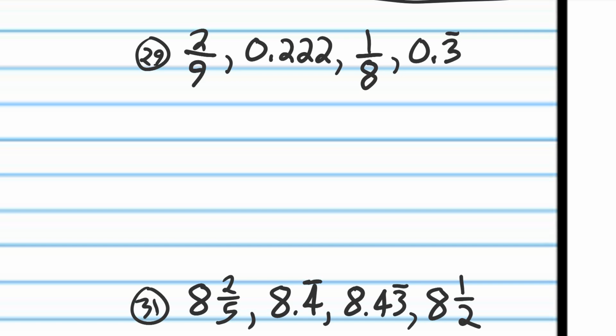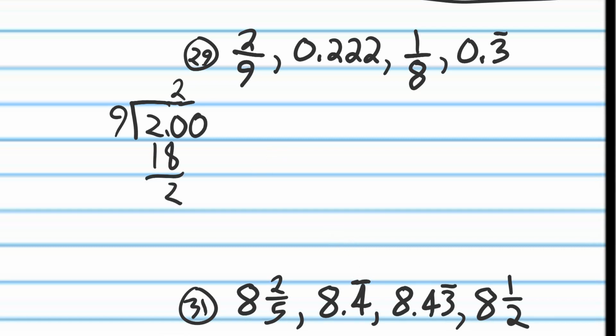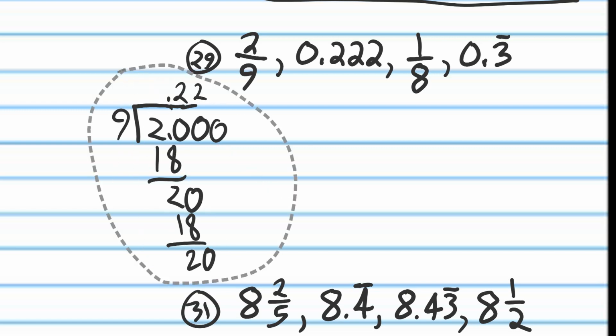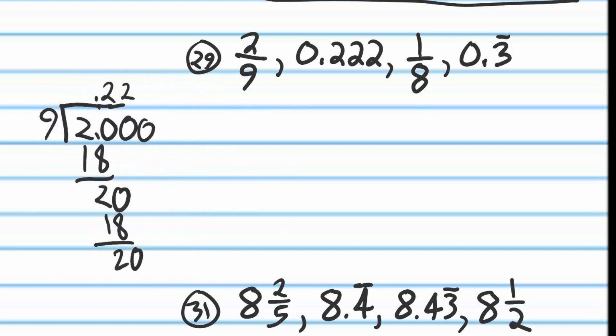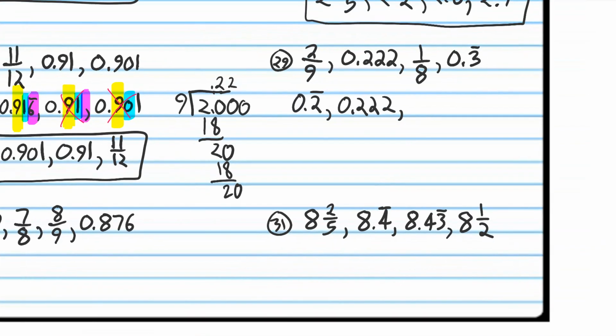All right, we're back. So 2 divided by 9, we use the long division algorithm to convert it to a decimal. 9 goes into 20 2 times, remainder 2. Bring down a 0. 9 goes into 20 2 times again. And you can see it's just going to keep going on and on and on. Bring the decimal straight up. So it's a repeating decimal. So that becomes 0.2 bar. Now we can just rewrite this one.